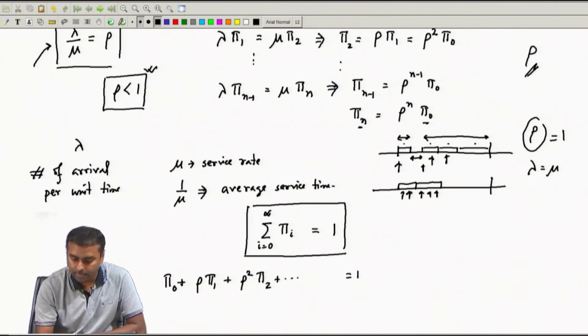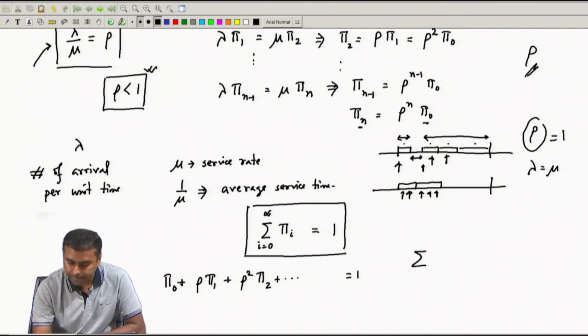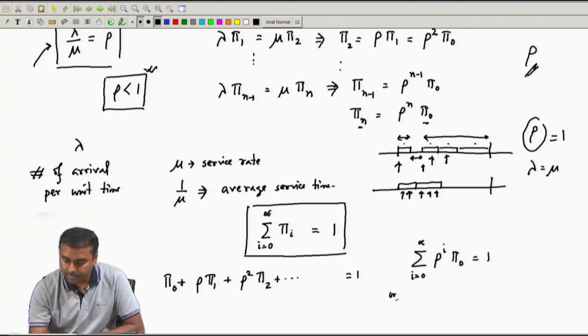This is equal to 1, or I can write summation i equal to 0 to infinity of pi i, which is rho to the power i pi 0, is equal to 1. From here pi 0 goes out, because that does not depend on i. So pi 0 will be equal to 1 by summation of rho to the power i, i goes from 0 to infinity.